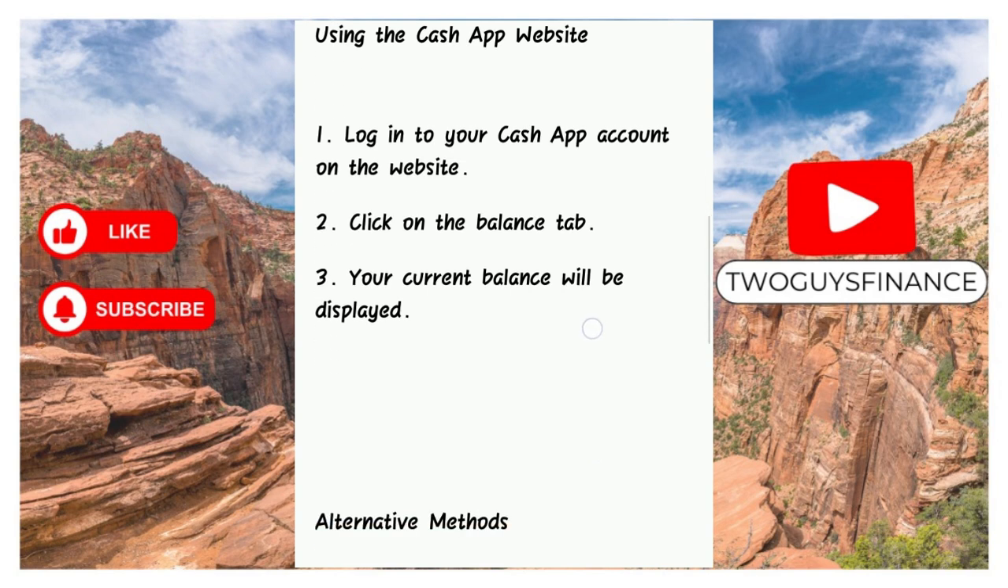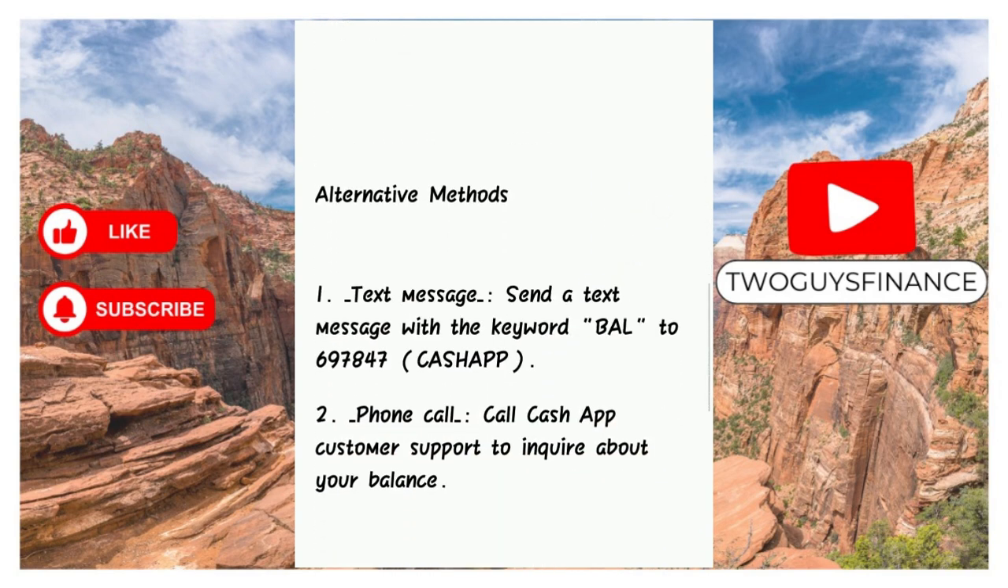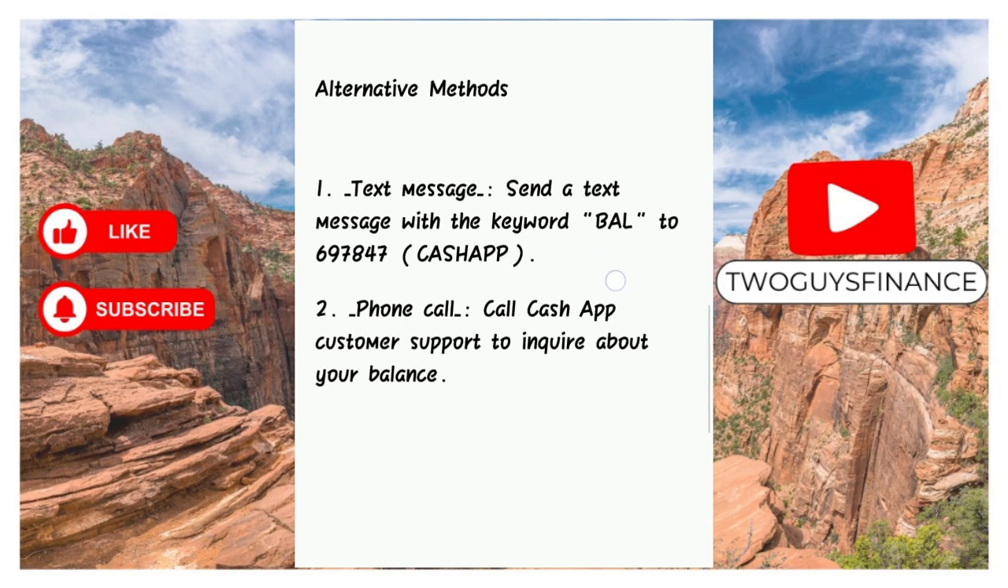Now, an alternate method is to use a text message, where you send a text message with the keyword BAL to 697847. Or alternatively, you could use a phone call. You could call Cash App customer support to inquire about your balance. So whichever method you want to use, there are four, and you can just use whatever you want to find out what your balance is.